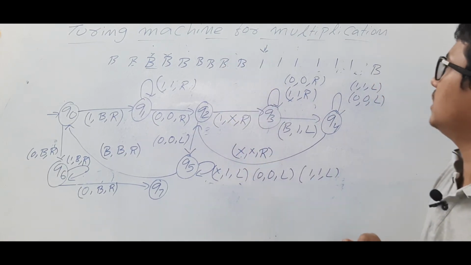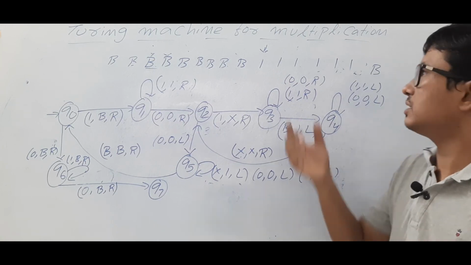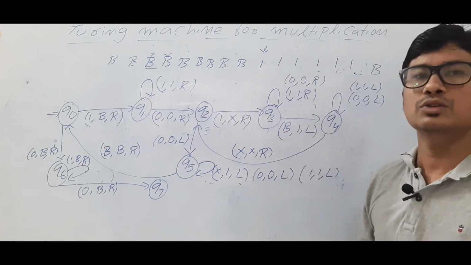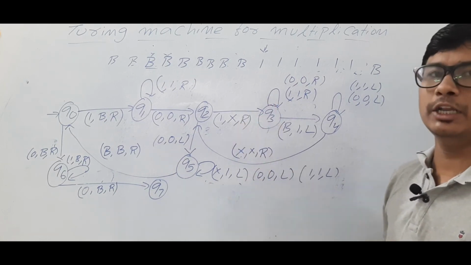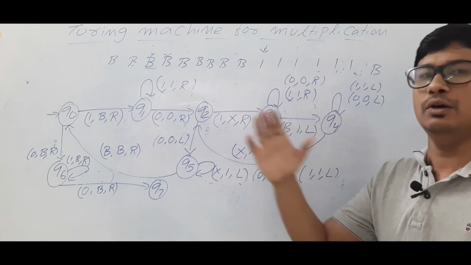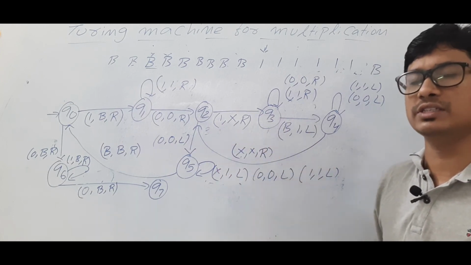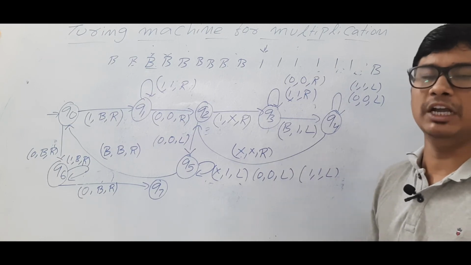So if you see that only 6 ones are there, so we should get output as 6, so that we have 6 ones. So I hope everyone has understood how I perform the multiplication, or I can say that it is a unary multiplication. We have performed 2 into 3, we got 6. So with the help of Turing machine, we have performed the multiplication.